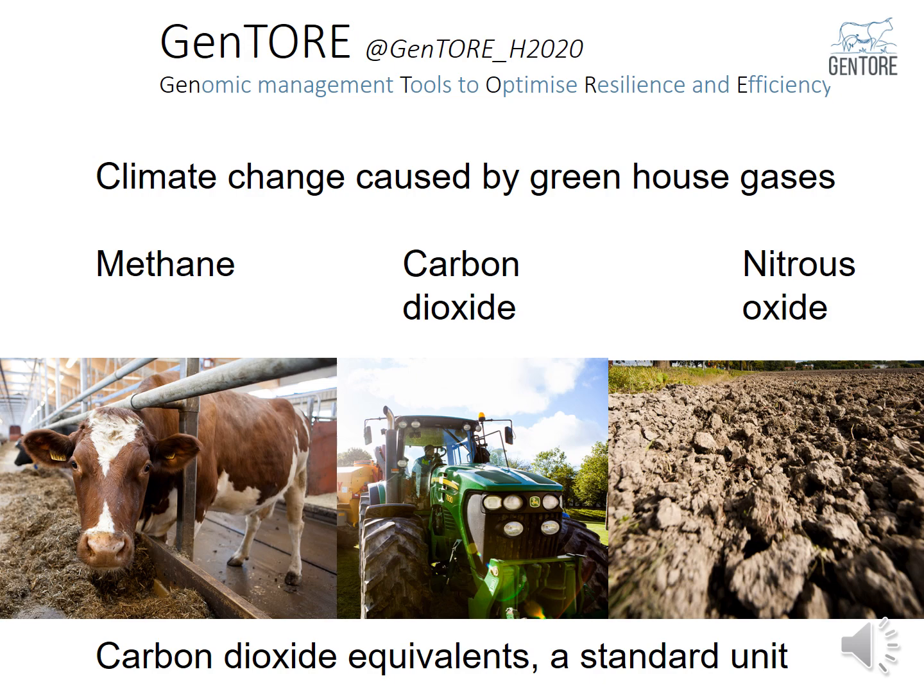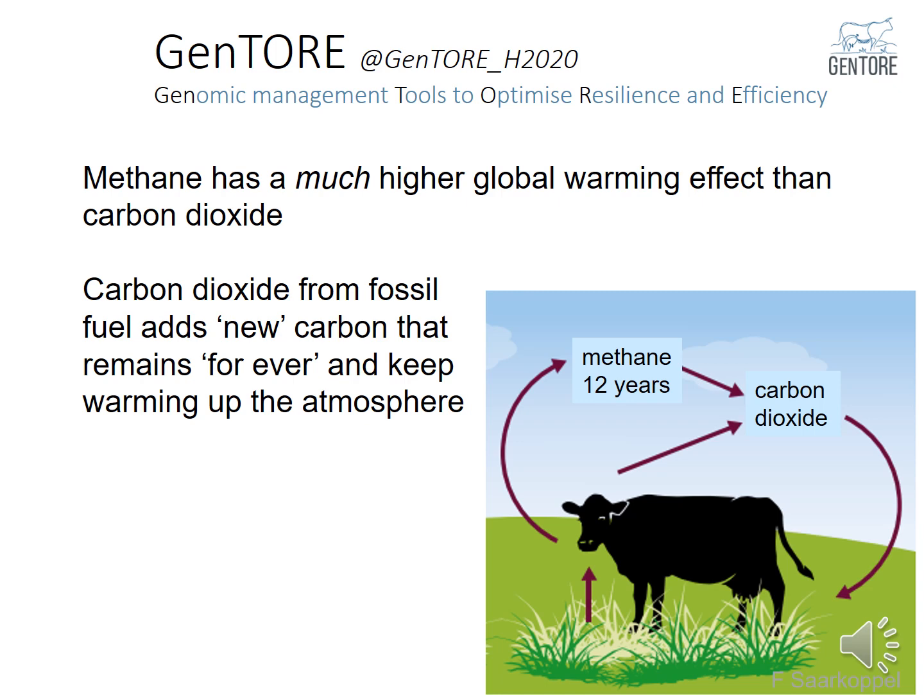Different gases contribute differently to the global warming. To be able to compare climate impact of different production systems, the emission of greenhouse gases are all translated into kilo carbon dioxide equivalents. That is a standard unit. Methane has a much stronger instantaneous warming effect than carbon dioxide, and that is why milk and beef production contribute more to climate change than production of pork and eggs.